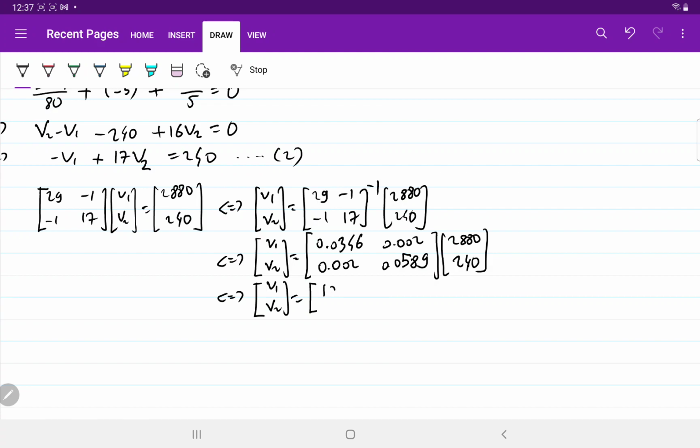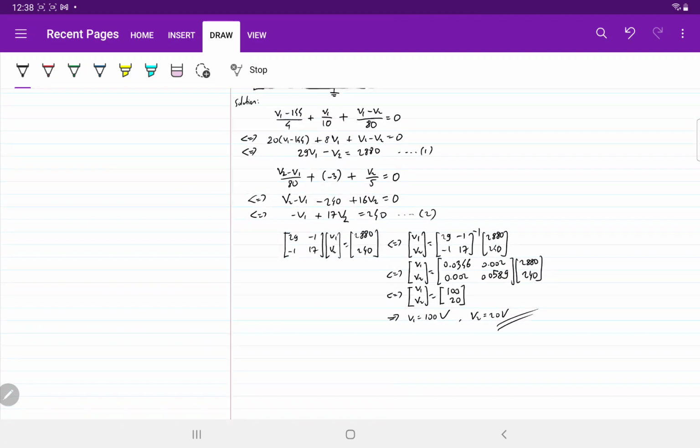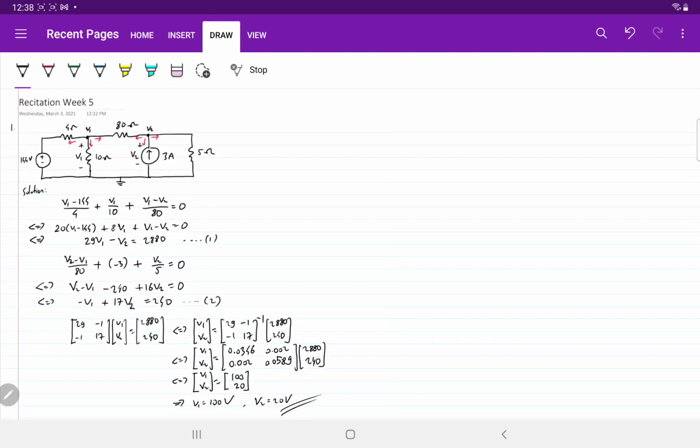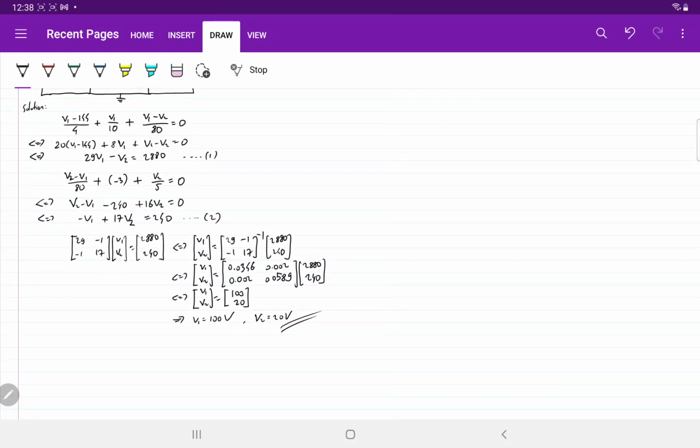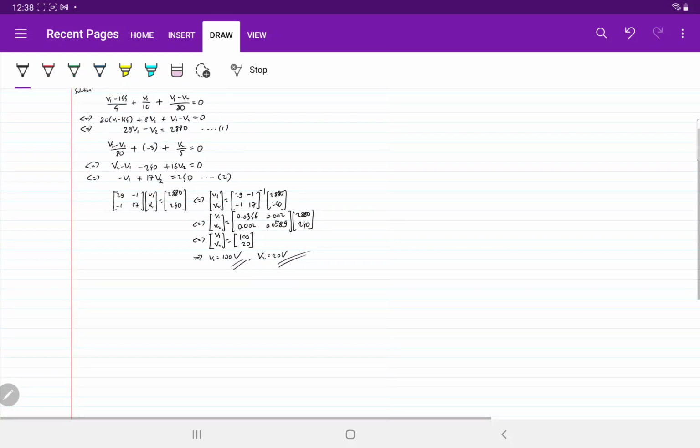So simply I get 100 volts there and 20 volts here. Okay, so we get V1 is 100 volts, V2 is 20 volts. So the question is find V1 and V2. V1 is 100 volts, V2 is 20 volts. So those are the answers for the first problem.